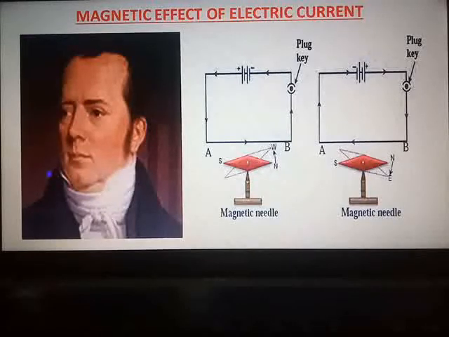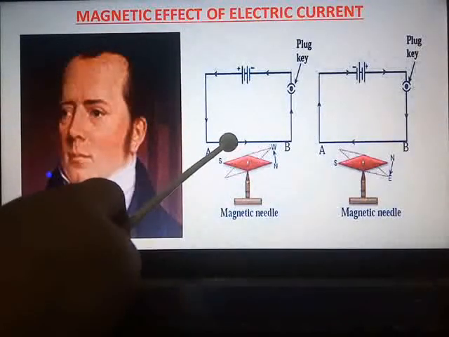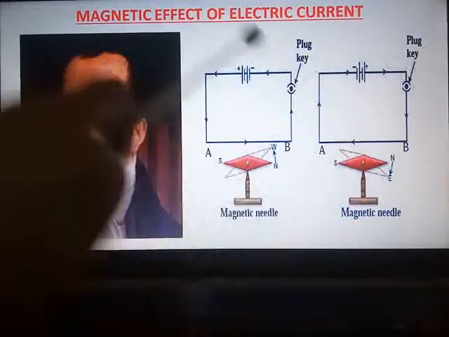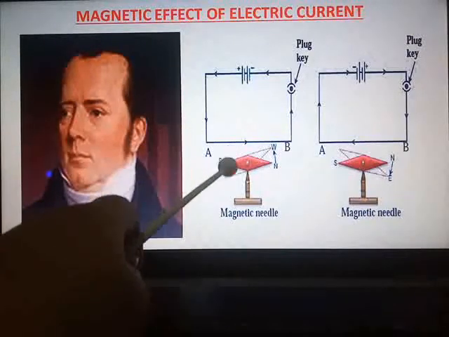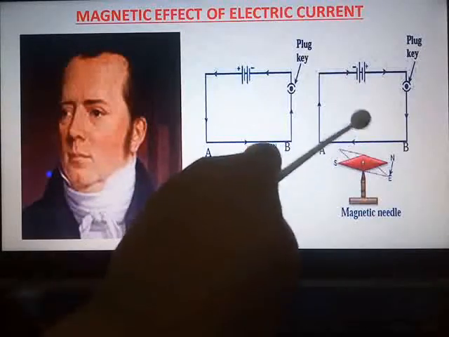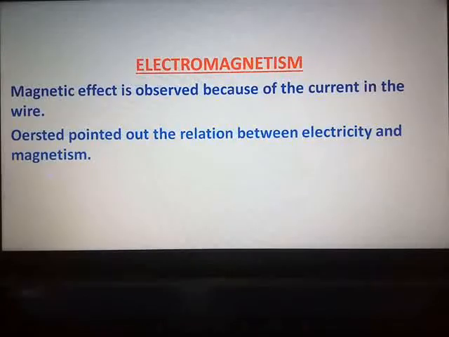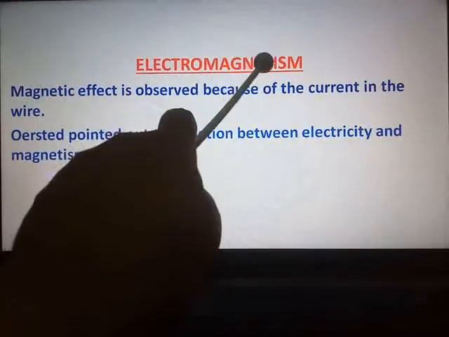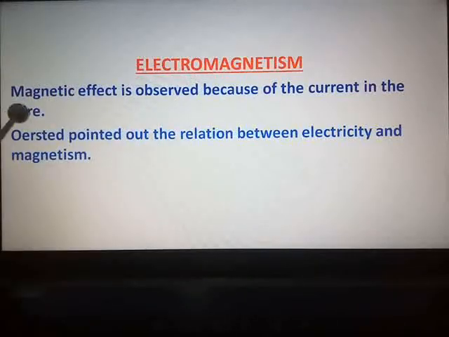If you interchange the connecting wires connected to the cell, you can see that in the first case current is flowing in this direction, and in the second case current is flowing in the opposite direction. Do you notice? Then if you observe the direction of the magnetic needle, you can see the direction has changed according to the flow of current. So from this he realized that it was the electric current which was producing magnetism, and this concept he termed electromagnetism. So the magnetic effect is observed because of the current in the wire.